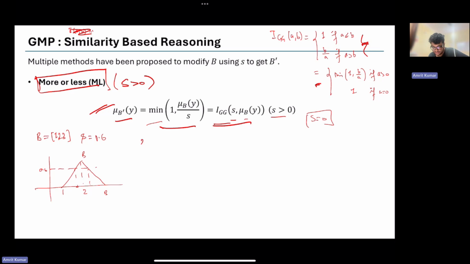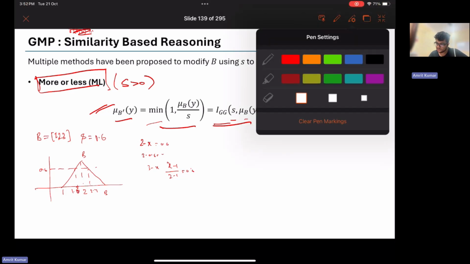So what will be the equation of this thing? It will be 2 by x. This is 1.4 and this is 2.4. Okay. So I hope I am not committing an error here. So x minus 1 by 2 minus 1 is equal to 0.6. Okay, so this is 1.6, my bad. It's certainly not 1.4.